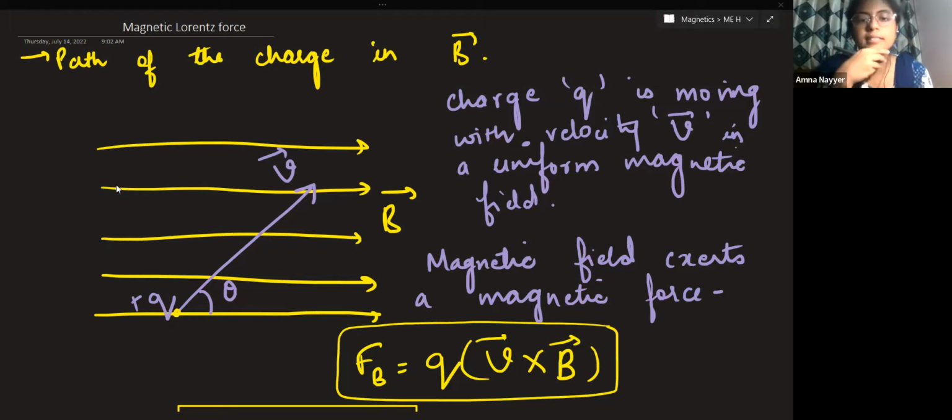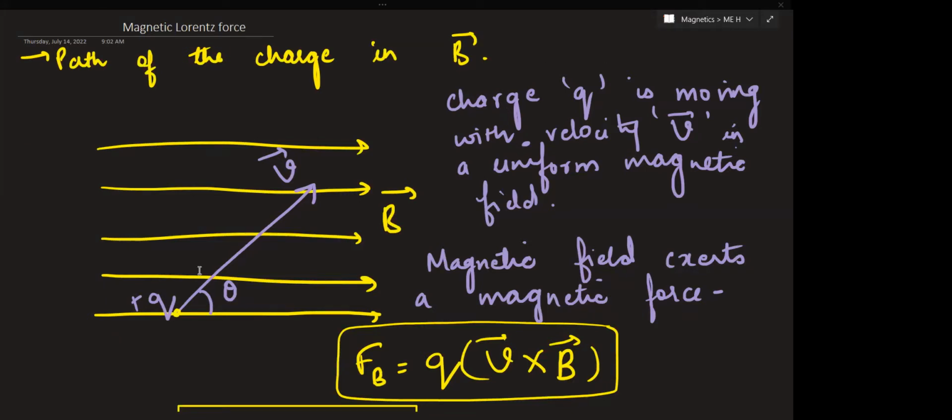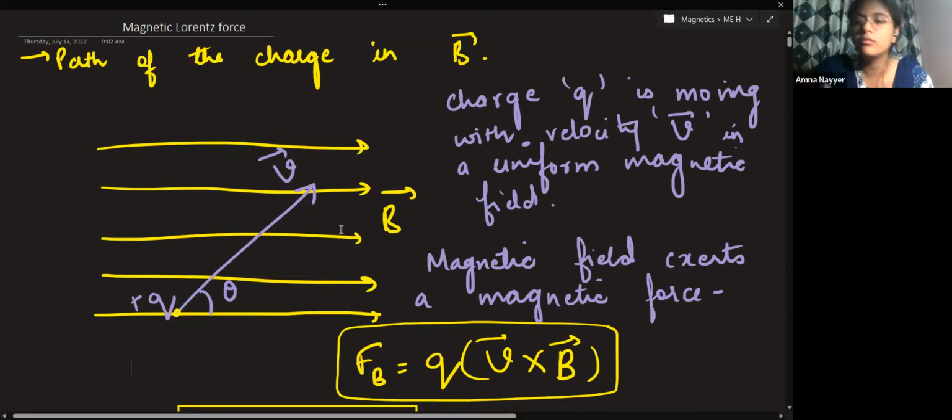So yes, class. In the last class, we had started with magnetic Lorentz force. So Q V cross B, the introductory part of this we had covered already. Now that didn't end it. That was actually the beginning of magnetic Lorentz force.